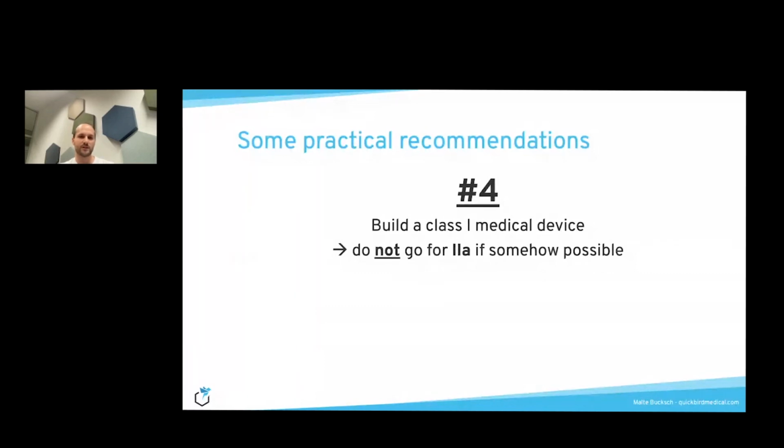The problem is it's not very clear which devices fall into class 1 and 2A at the moment. Everybody has a different opinion, but so far it's looking very good for DiGAs, because every single DiGA at the moment is in class 1. So even under the new regulation MDR, you definitely have a good chance to be a class 1 device if you have the right kind of benefit that you want to provide, or the right intended purpose.